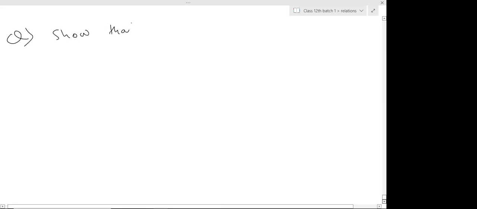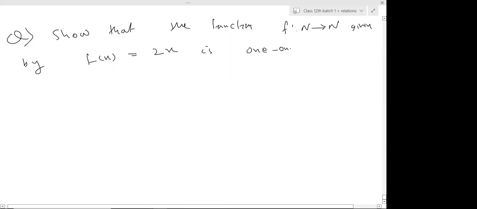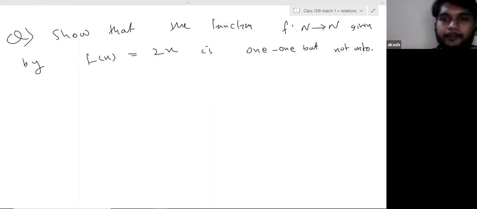Show that the function f from N to N given by f of x equals 2x is one-one but not onto. All right, the question is clear, everyone. You have to prove that this is one-one but not onto.